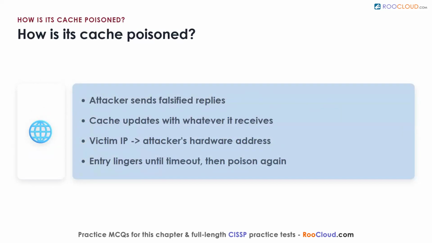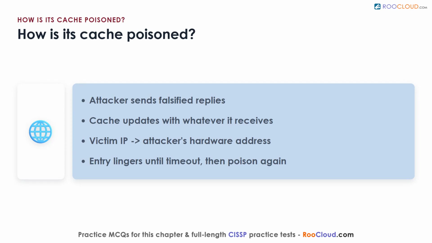How is its cache poisoned? By an attacker sending falsified replies. Because a device updates its cache with whatever reply it receives, an attacker can simply answer with a lie, mapping a victim's IP address to the attacker's own hardware address. Traffic then flows to the attacker instead of the real destination. A poisoned entry lingers until it times out, usually within a few minutes, and when the victim broadcasts again, the attacker gets a fresh chance to lie. It is like slipping a false forwarding note into the mail room, so mail meant for one desk quietly lands on yours.